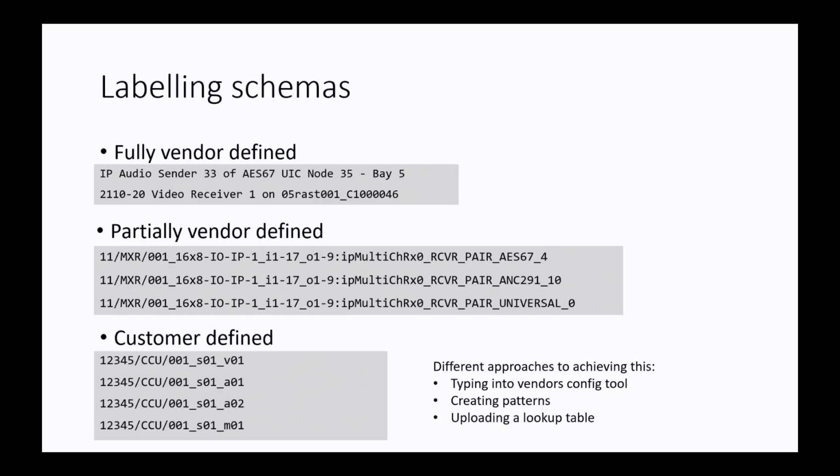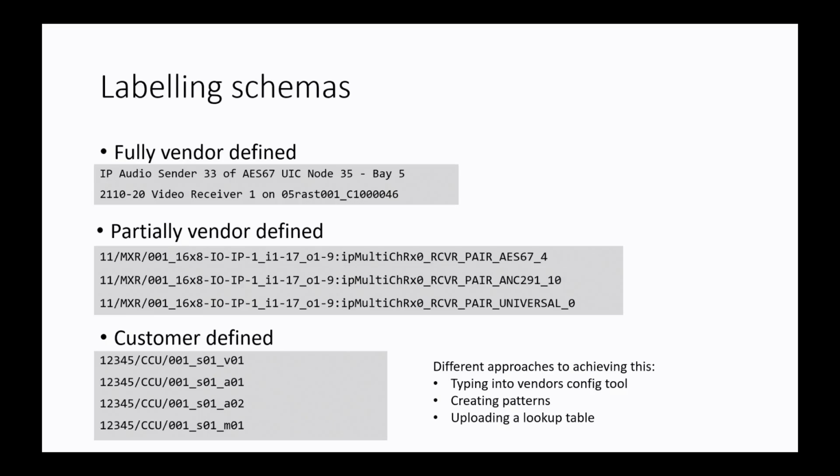Customer defined. Well, that doesn't offend my OCD because that's nice and uniform, and it sort of tells a story. For customer defined labels, there are generally three different ways of allowing the customer to do that. The vendor will allow you to type them directly into the config tool. Okay, if I'm typing in 5, that's not a problem. If I'm typing in 500, I don't want to do that, thank you.